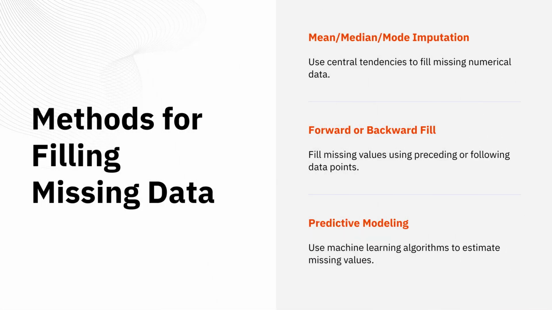For numerical data, you can replace missing values with the mean, median, or mode of the dataset. Another method is forward or backward filling, where missing values are filled with preceding or following data points. For more complex cases, predictive modeling techniques can estimate the missing values using algorithms.